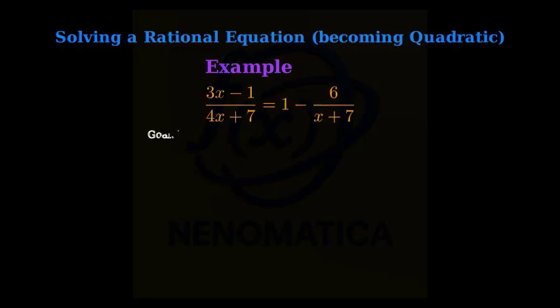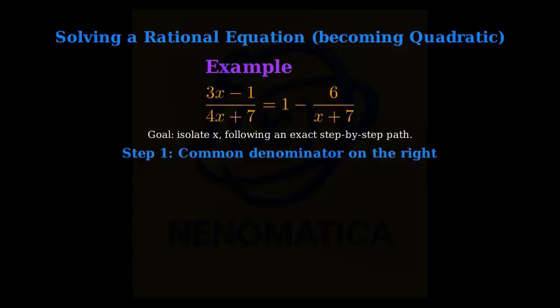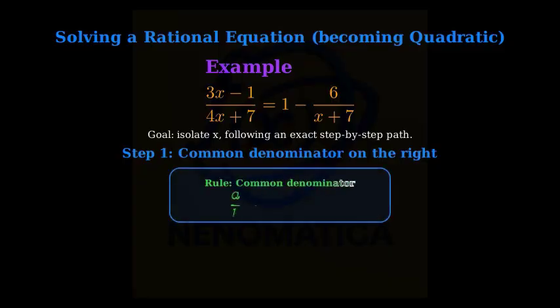In this lesson, we solve a rational equation that turns into a quadratic. We will follow the exact step order shown on screen. First, here is the example. Step 1. Rewrite the right side with a common denominator. Think of 1 as x plus 7 over x plus 7. Then combine the fractions.